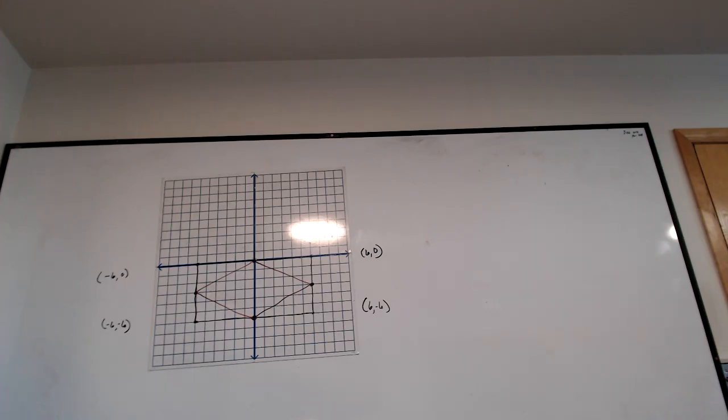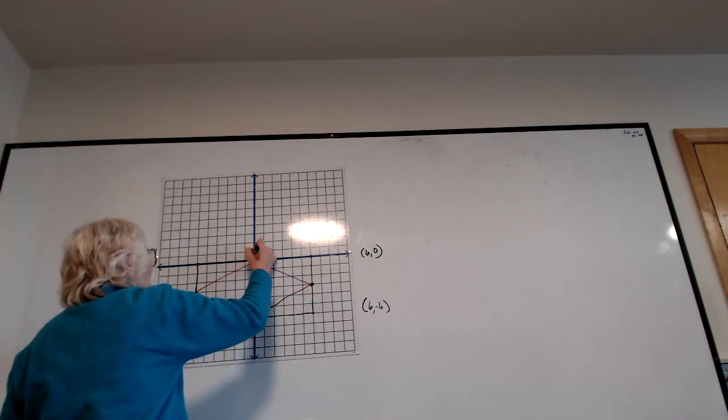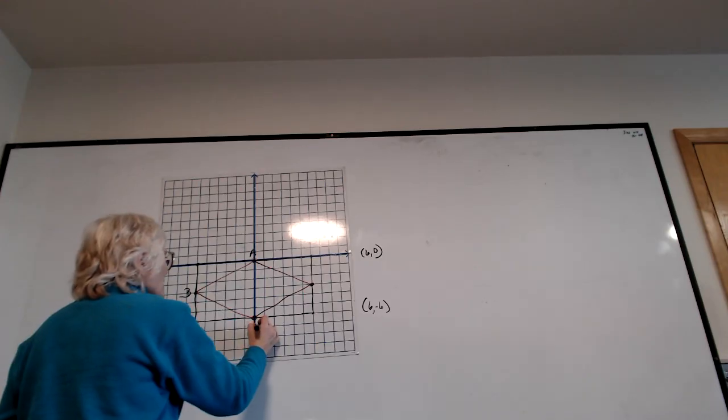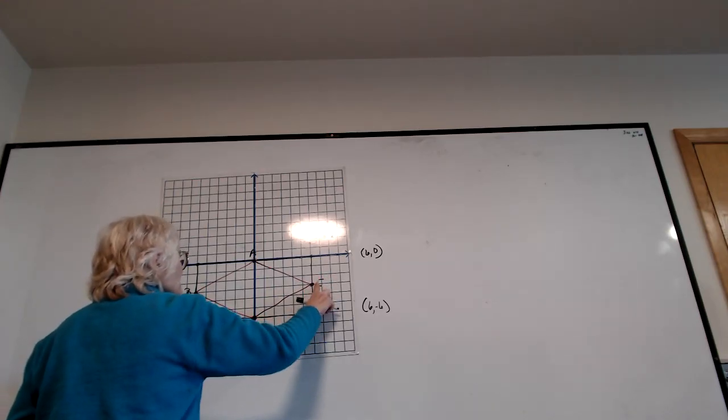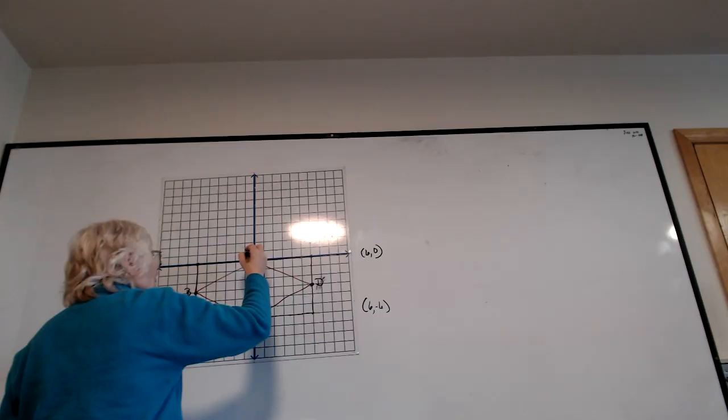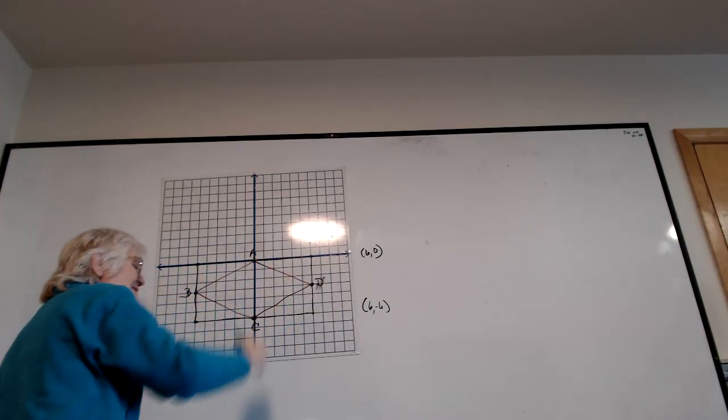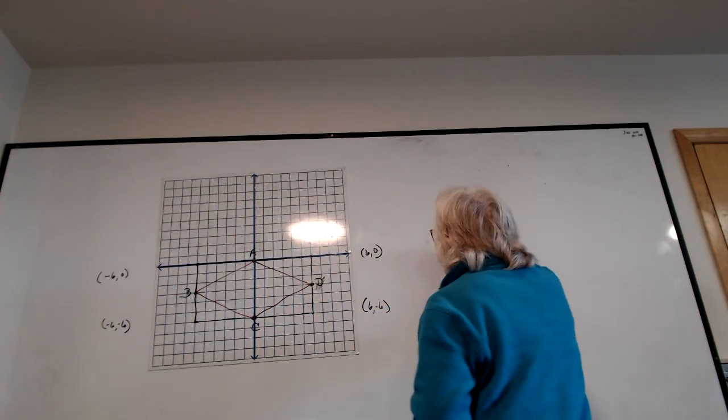Now, how would we be able to prove it's a rhombus? What would we have to know about it? If all the side lengths are equal. Yeah, we'd have to know if the side lengths are equal. So how can I prove that? Let's label some of these. We're going to call this A, this B, this C, and this D. How can I prove that AD, AB, BC, and CD are all the same length?